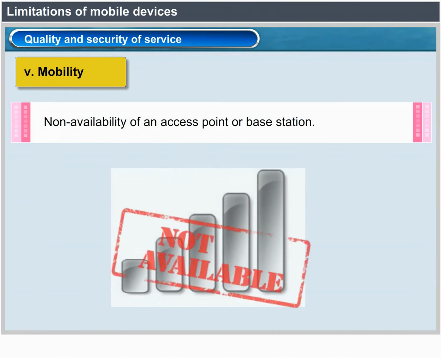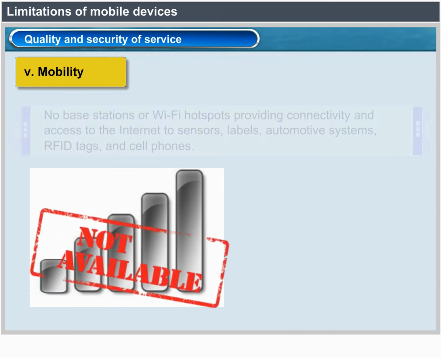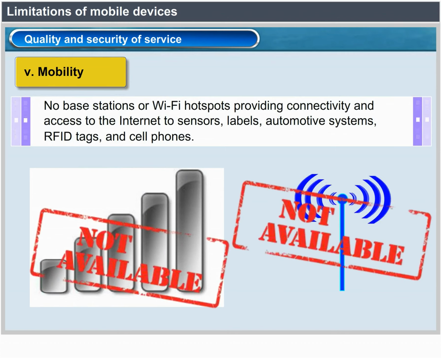Mobility. Non-availability of an access point or base station. Infrastructural issues. No base stations or Wi-Fi hotspots providing connectivity and access to the internet to sensors, labels, automotive systems, RFID tags, and cell phones.